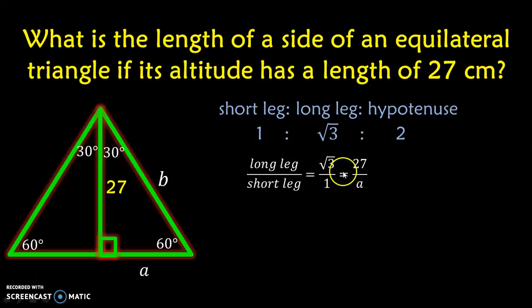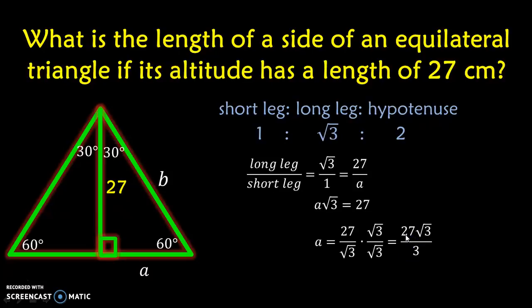So the long leg measures 27, and we denote the short leg as A. So we can then cross multiply this. So we have A square root of 3 equals 27. So we have A equals 27 over square root of 3. So as usual, we need to multiply that by square root of 3 all over square root of 3 to remove the radical in the denominator.